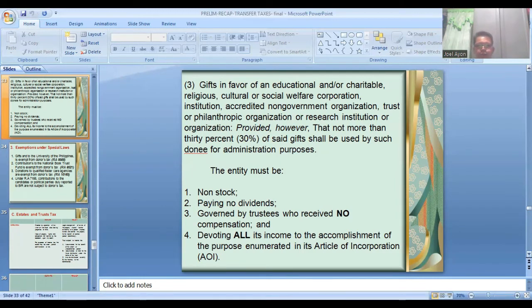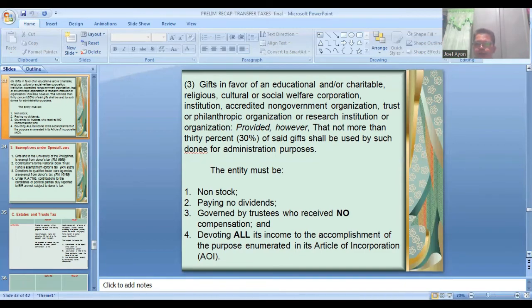Please take note also that in order to qualify for exemption from the donation tax, the entity must be a non-stock corporation paying no dividends, governed by trustees who receive no compensation, and devoting all its income to the accomplishment of the purposes enumerated in its articles of incorporation.